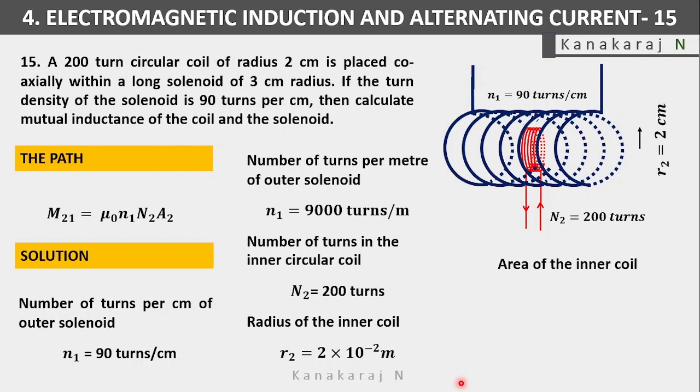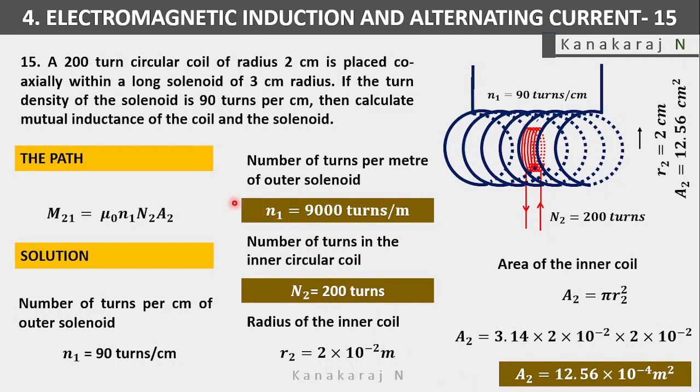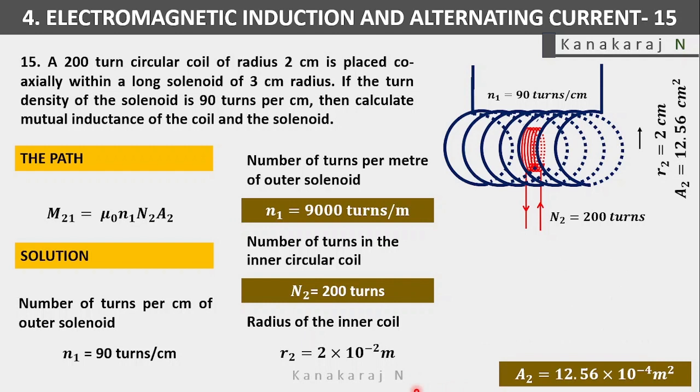Then the area of the inner coil, we know that A2 equals pi R2 square, and substituting the value 2 in this formula with pi as 3.14, we get A2 as 12.56 into 10 power minus 4 meter square. Let us write this in the diagram. So now we have to know what are all the terms that will be used in our formula. The first one is N1, the second one is N2, the third one is A2. Let us collect all this.